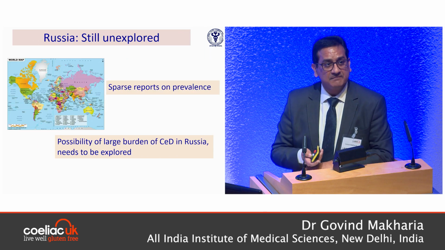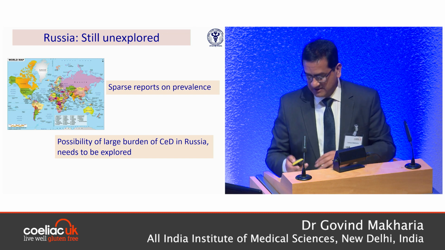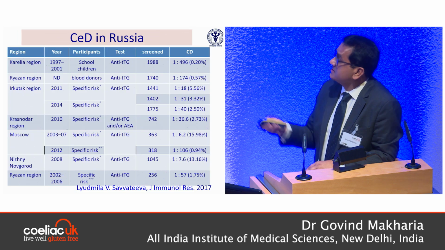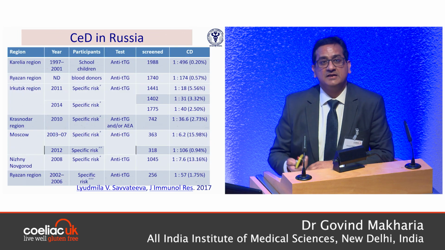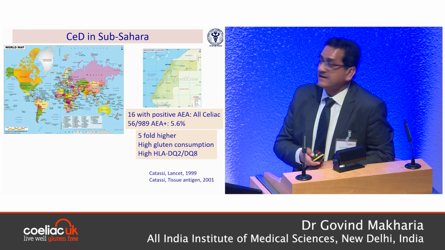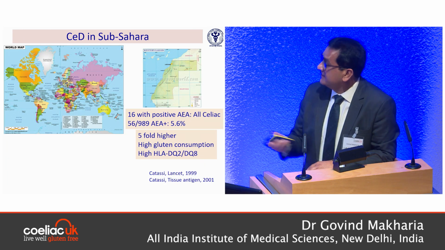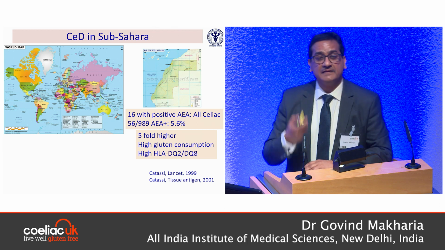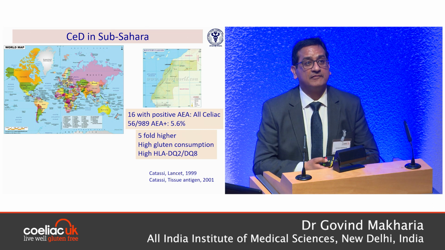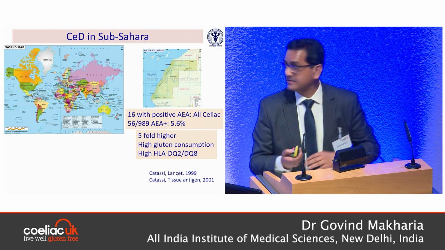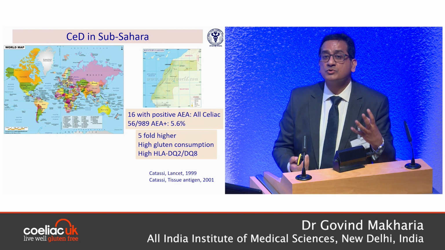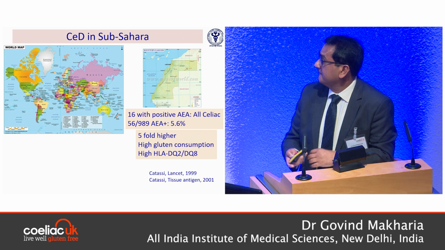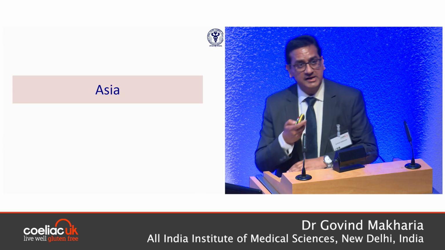Coming to Russia, there are not many population-based studies, and we know it is a big country. Although celiac is known in many studies, again, there's a lack of data which is population-based. Coming to Sub-Sahara, this is an interesting study: in Algeria, the prevalence of celiac disease is almost 5%, which is the highest in the world. And the reason is that they have more gluten intake, and also the population prevalence of HLA-DQ2 and DQ8 is very high.